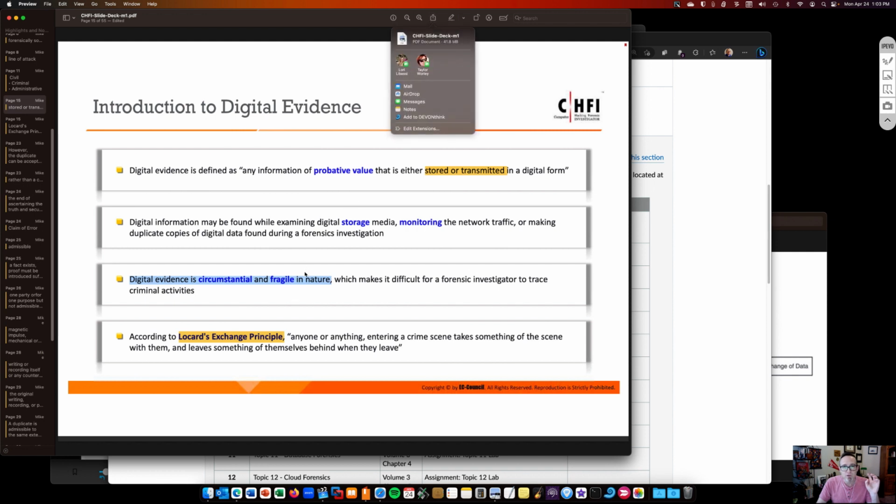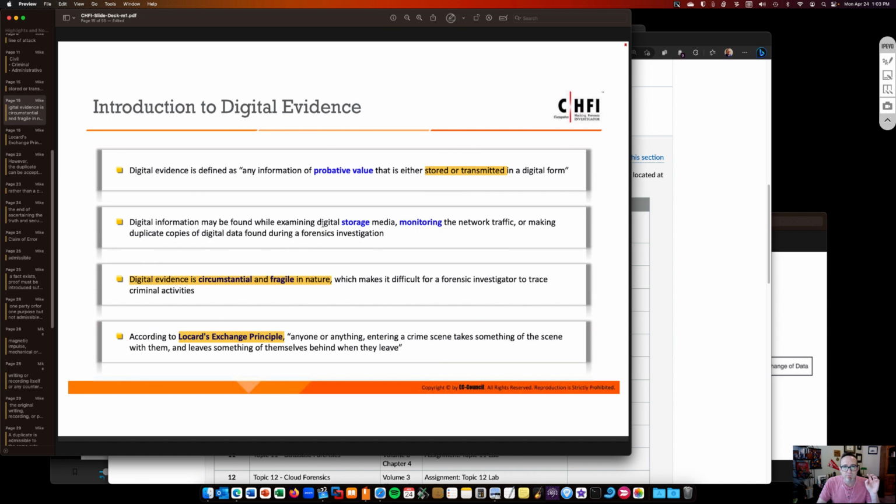I say fragile because we'll see how volatile it could be. There's something called the order of volatility, and we'll talk about that. But that's what it means by fragile in nature. There are times where you need to act fast to get certain evidence that is very volatile in nature. With that in mind, think about insider, external, the type of crime, identifying the type of crime, and where we start gathering evidence. Before we start preserving it, we figure out what to gather where.